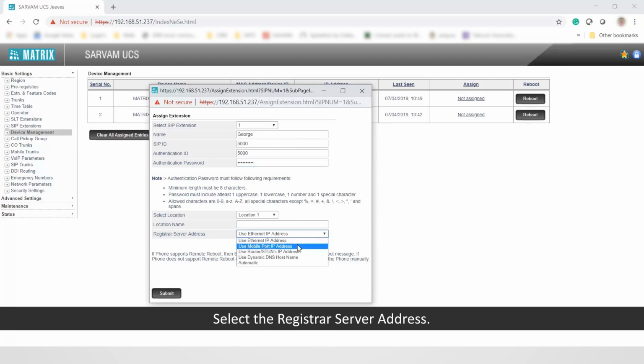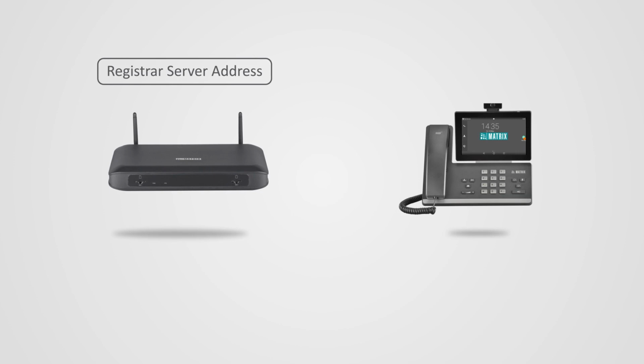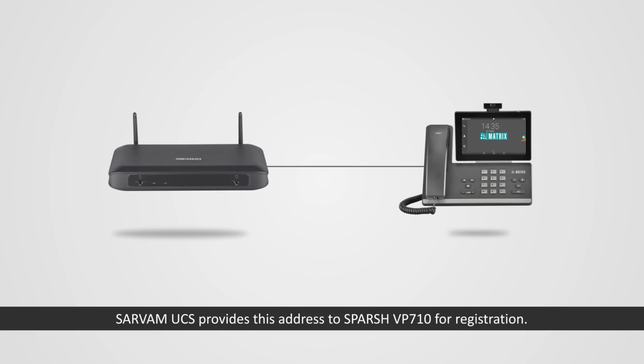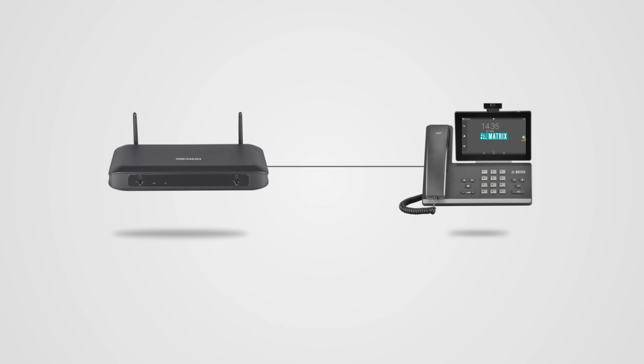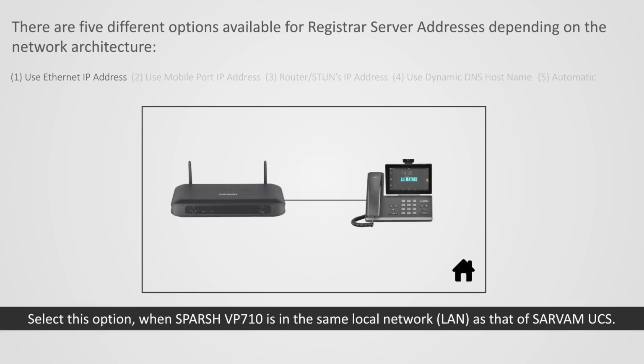Select the Registrar server address. Registrar server address is the address of the SIP server. SARVAM UCS provides this address to SPARSH VP710 for registration. There are 5 different options available for Registrar server addresses depending on the network architecture. 1. Use Ethernet IP address. Select this option when SPARSH VP710 is in the same local network, LAN, as that of SARVAM UCS.